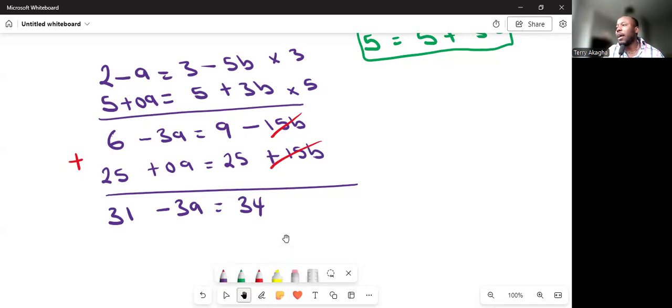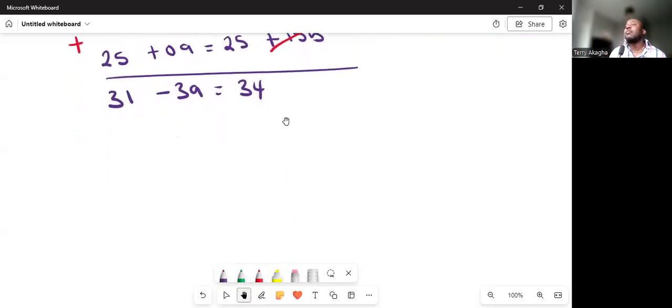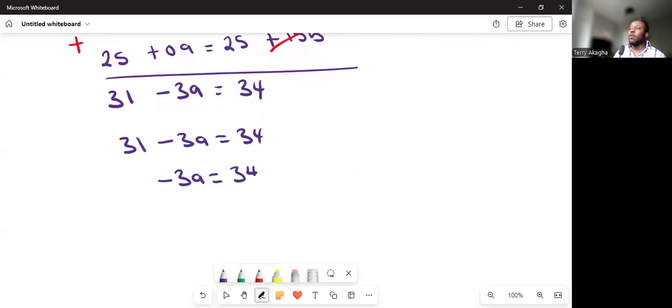So now we have 31 minus 3a is equal to 34. I'll take 31 to the other side. So we're going to have minus 3a is going to give us 34 minus 31. It's going to give us 3.